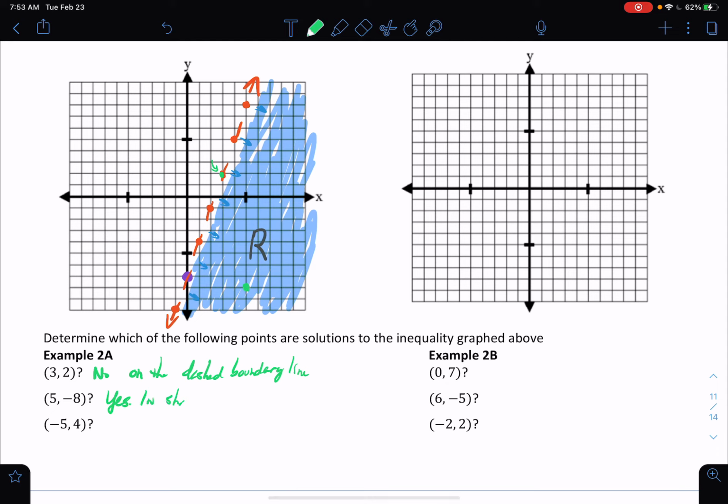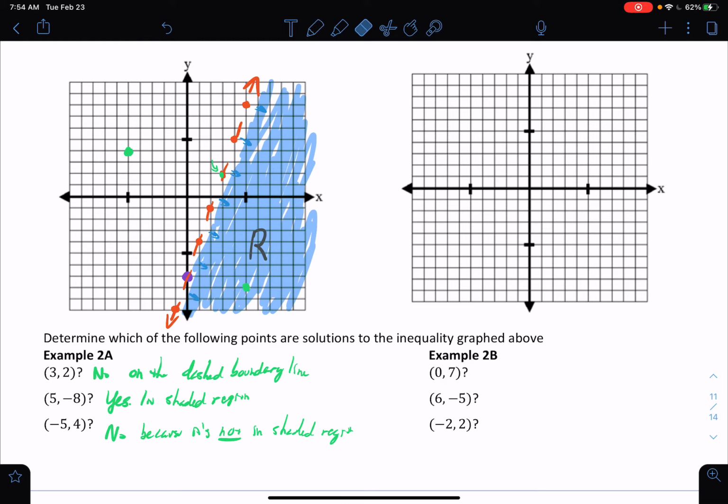Yes, it's in the shaded region. And then last but not least, (-5, 4). That's not a solution because it's not in the shaded region. All right, it's outside the boundary line. It's on the completely other side of this coordinate plane. All right, so that's how you can determine whether or not you have a solution once you have the graph.